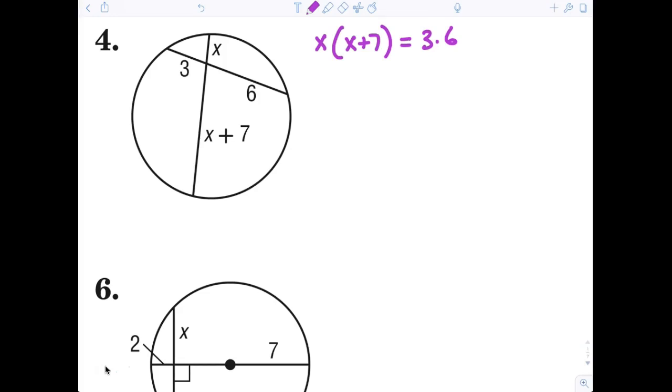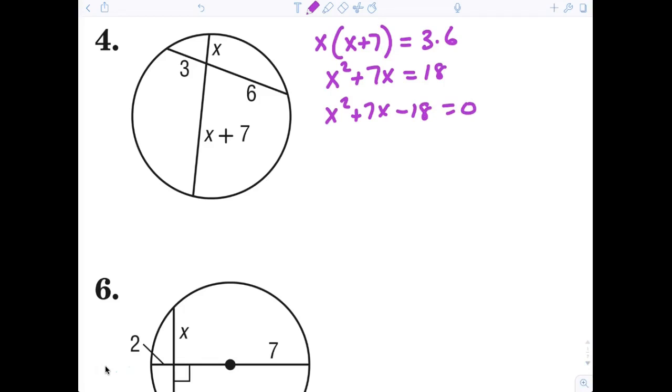All right, we've done a lot of geometry. Now we're going back trying to do square roots and quadratics. You got to pay attention. So this becomes x squared plus 7x equals 18. X squared plus 7x minus 18 equals 0.